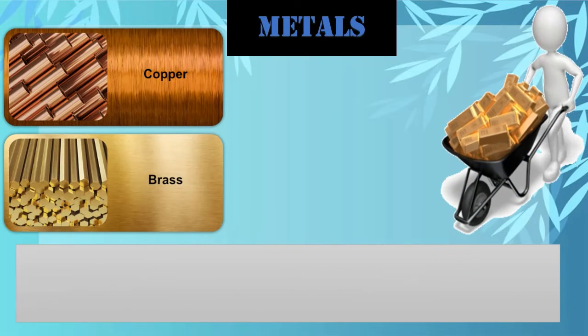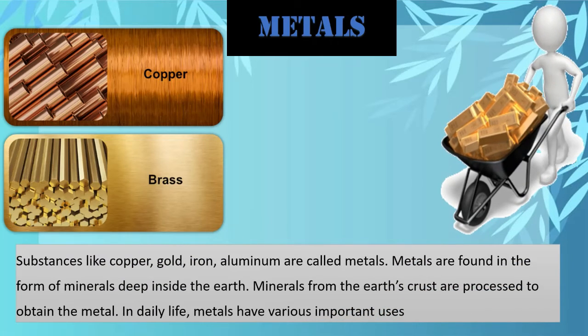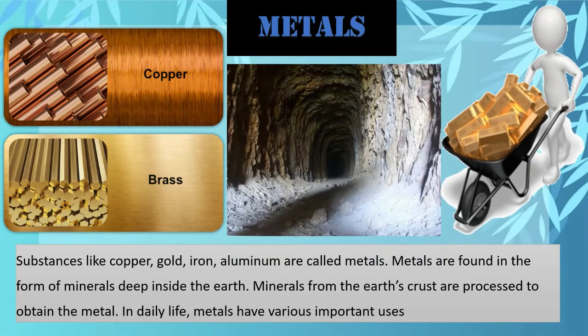Now we move on to the next part of the chapter, that is metals. We have learned about copper, brass, gold, silver. These all come under metals. So substances like copper, gold, iron, aluminium are called metals. Metals are found in the form of minerals deep inside the earth. So minerals from the earth's crust are processed to obtain the metals. In daily life, metals have various importance and uses. We'll be learning about that later on.